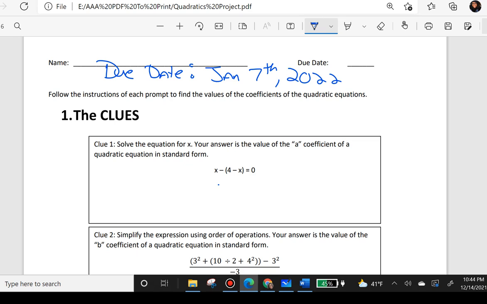So basically you would go through and solve this equation. I'm just making something up. Let's say you get 3x equals 15, and you get x equals 5. All right, that's our first answer. Then I would do my second clue here.